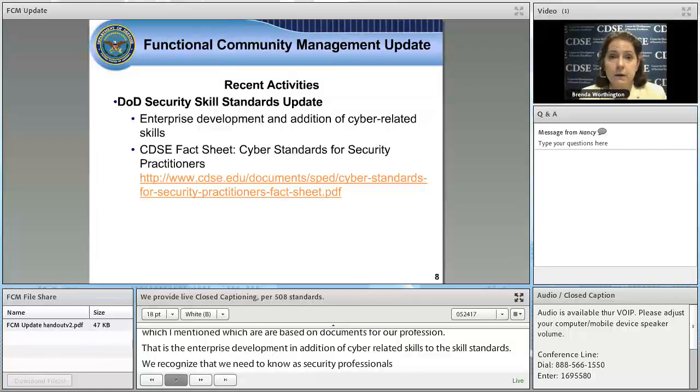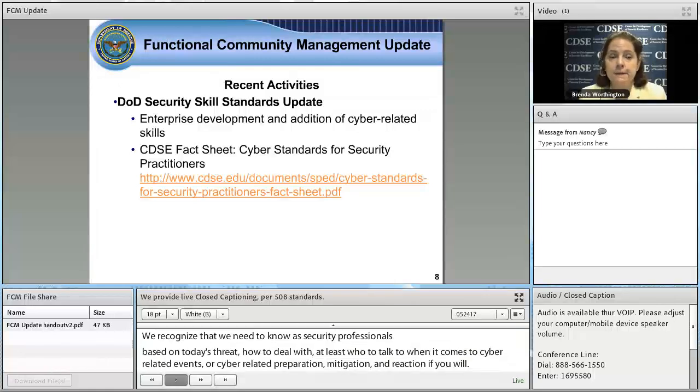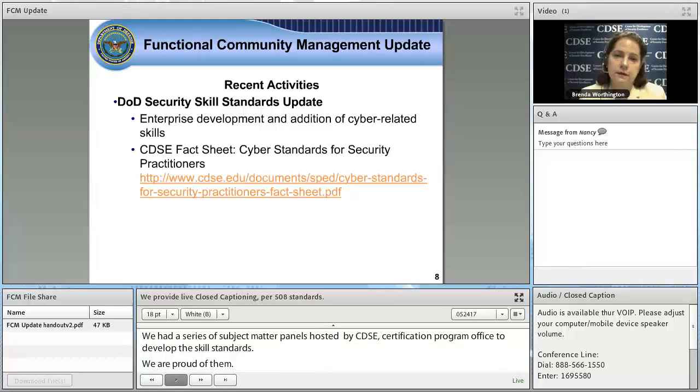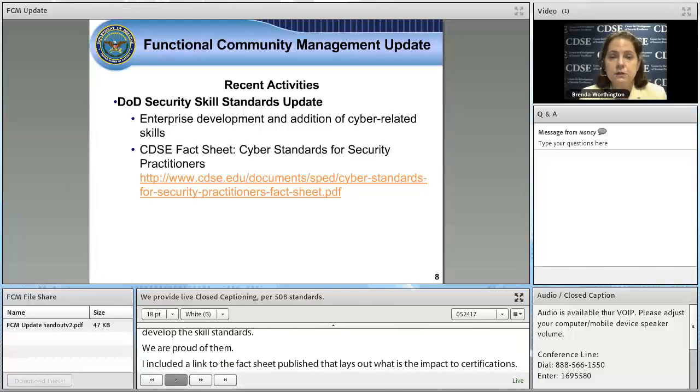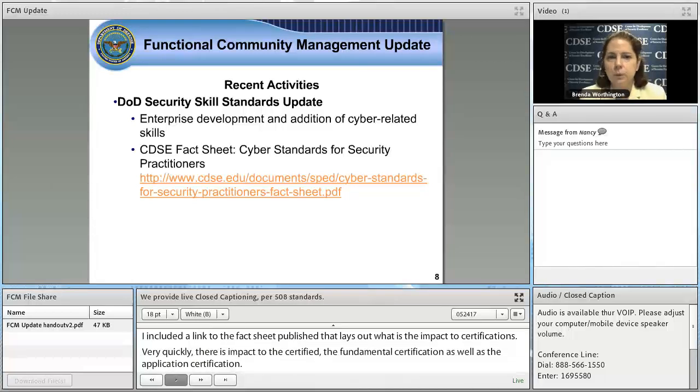So we had a series of subject matter expert panels hosted by CDSE and Certification Program Management Office to develop these skill standards. We're proud of them. I've included a link to the fact sheet that CDSE has published that lays out what's the impact to certifications. So just very quickly, there is an impact to the fundamental certification as well as the application certification. And this is basically knowledge and awareness. These are not turning somebody into a cyber warrior, but things that we already know that we should expect from ourselves when it comes to dealing with cyber issues.